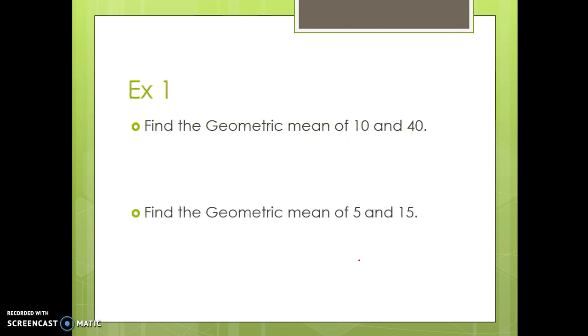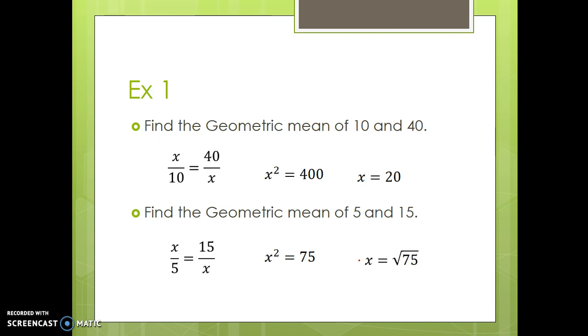For these examples, just find the geometric mean. The first thing I'd want to do is set up my proportion, where my 10 and my 40 are my means. Cross multiply, I get x squared equals 400. The square root of 400 is 20. So the geometric mean of 10 and 40 is 20. Doing this with 5 and 15, put those into my means. Multiplying 5 by 15, I get 75. The square root of 75 I can simplify to 5 radical 3.